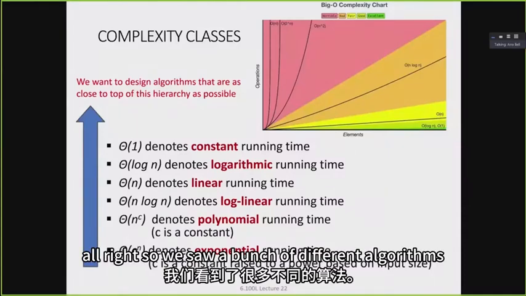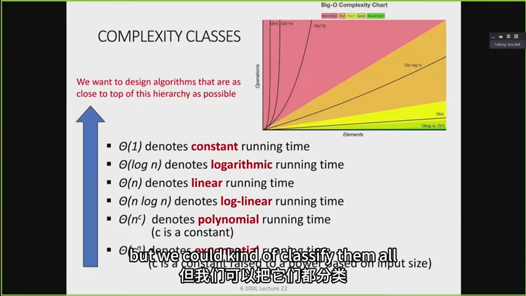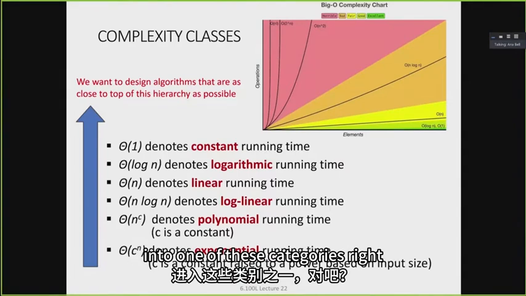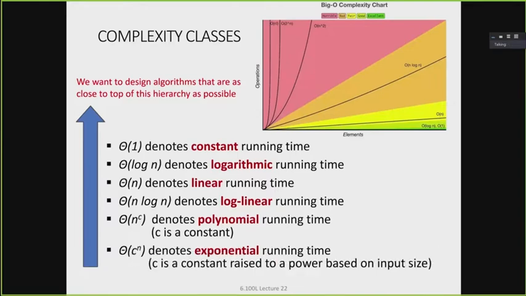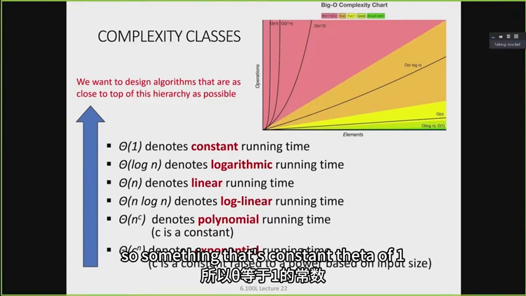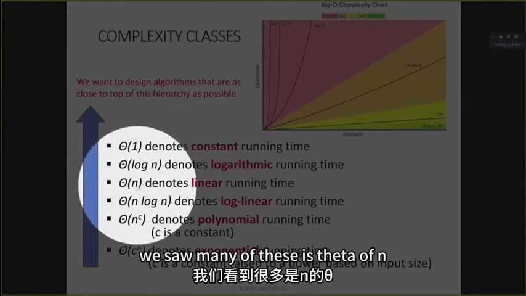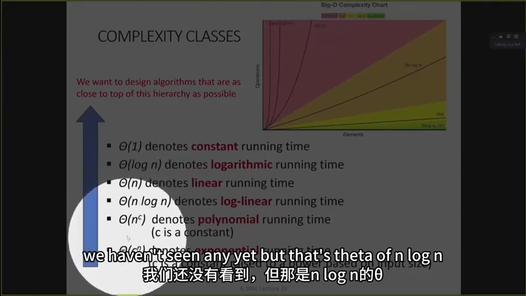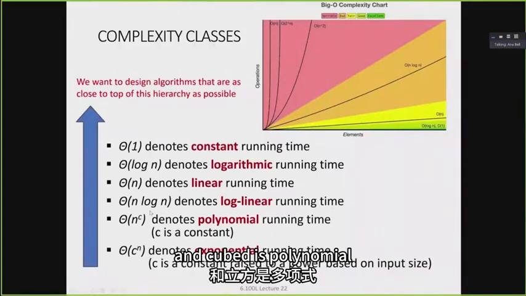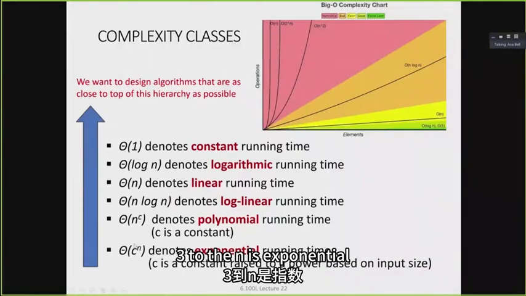All right, so we saw a bunch of different programs, but we could classify them all into one of these categories. And this is basically all the different algorithms that you could ever write in general. So something that's constant is theta of 1. Something that's logarithmic is theta log n. Something that's linear, we saw many of these, is theta of n. Something that's log linear, we haven't seen any yet, is theta of n log n. Theta of n to some constant, like n squared, n cubed, is polynomial. And theta of some constant to the n, like 2 to the n, 3 to the n, is exponential.